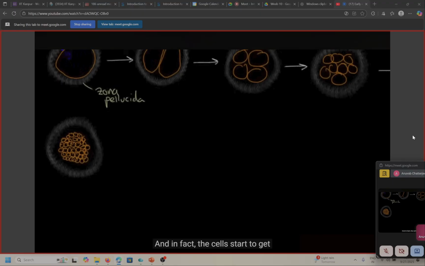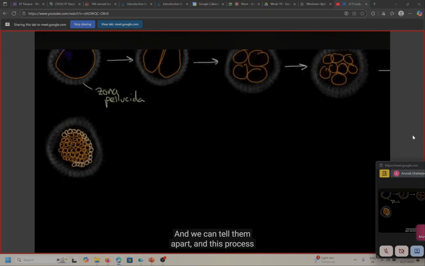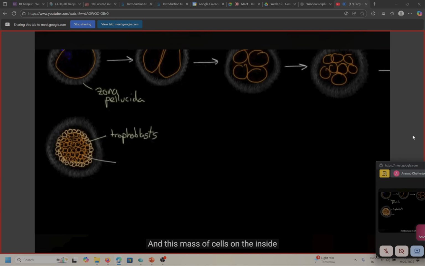And in fact, the cells start to get a little bit different from each other too. And you notice that these cells on the outside are a little bit different. I'll draw them in here a slightly different color. And we can tell them apart, and this process of being able to tell cells apart as they become different things is called differentiation. So here we have 2 separate populations of cells. This one on the outside, we'll call them trophoblasts, and this mass of cells on the inside we'll call embryoblasts.